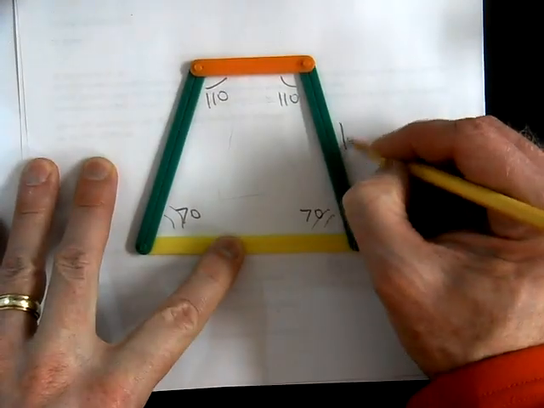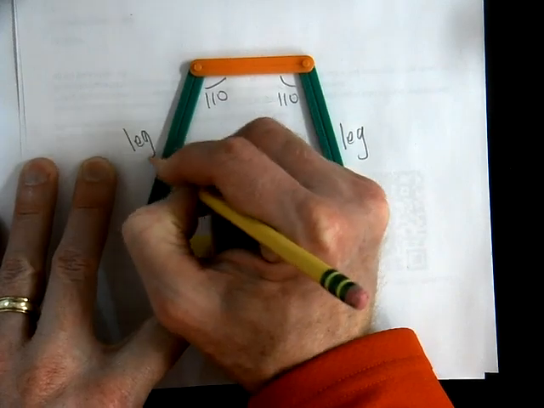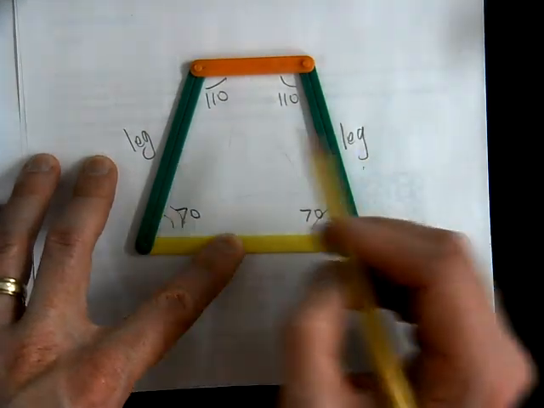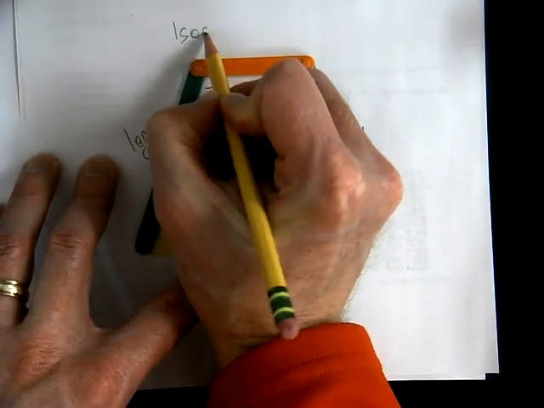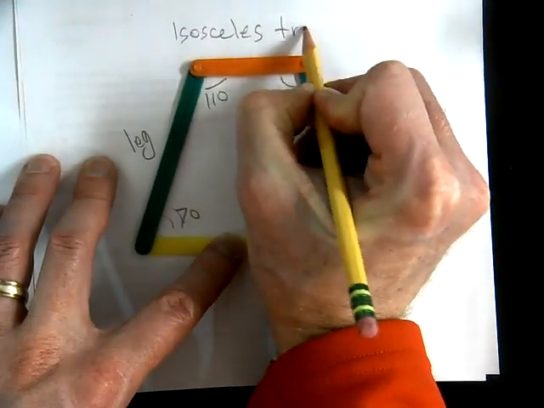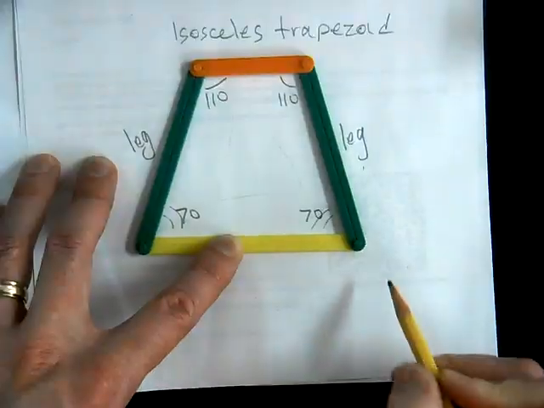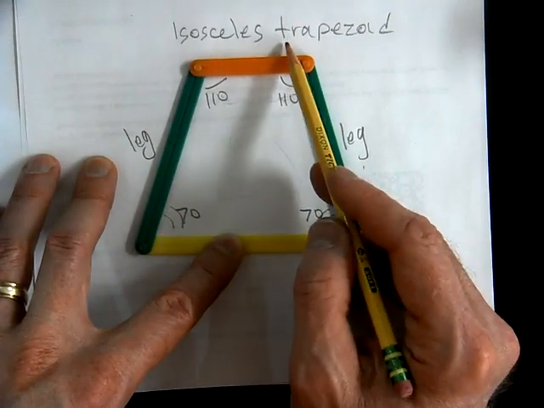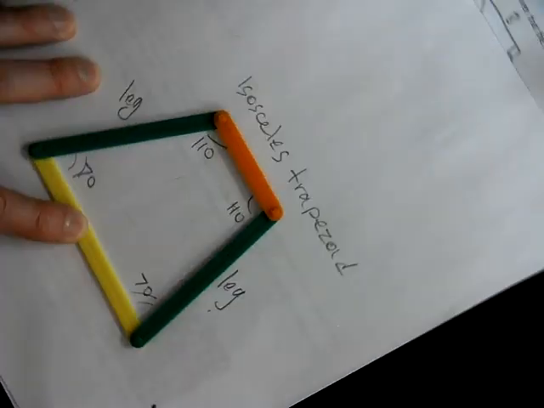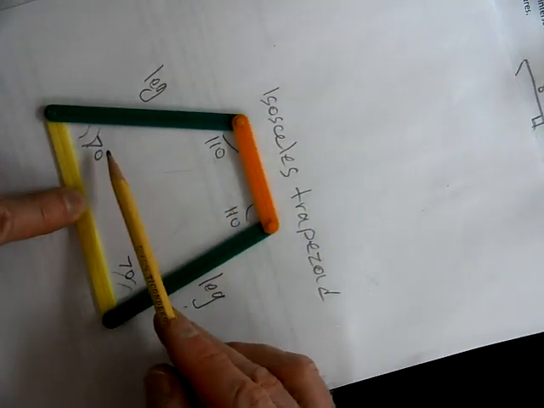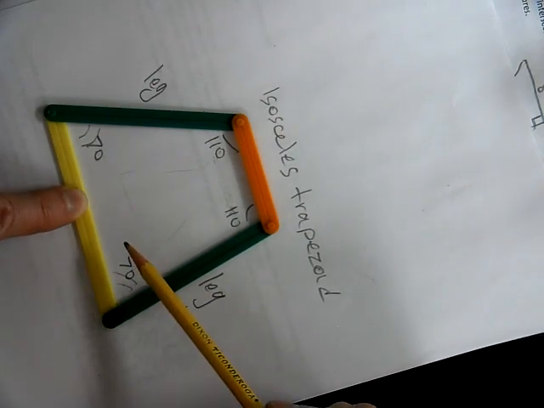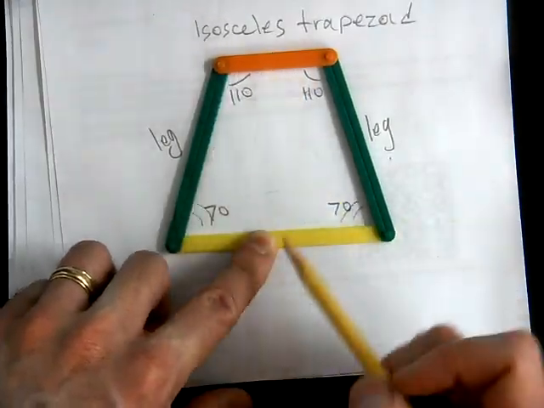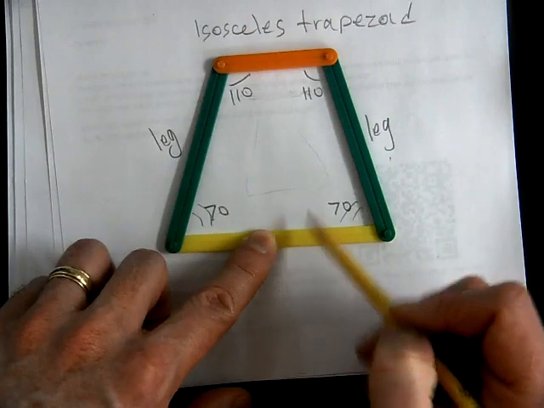These are called the legs of the isosceles trapezoid. These are the base angles. Base angles are congruent in an isosceles trapezoid. Even if you turn it sideways, the base angles are still congruent. Doesn't matter which way it turns. The parallel sides are the parallel sides. Those are called the bases. Okay?